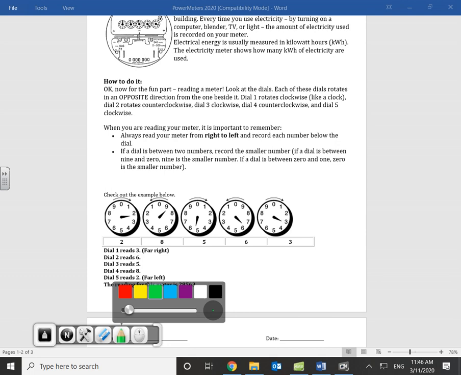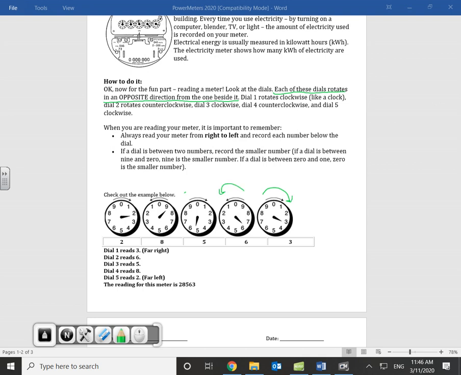So, each of the dials rotates in an opposite direction from the one beside it. Even though that's not super vital information for you to know, you can see here that this one goes this way. This one goes this way. Just like a pattern. If it went on, it would go back and forth and back and forth. Okay, so we covered that. Dial 1 rotates clockwise, dial 2 rotates counterclockwise, dial 3 clockwise, and so on. You can see that this way, this way, this way, this way.